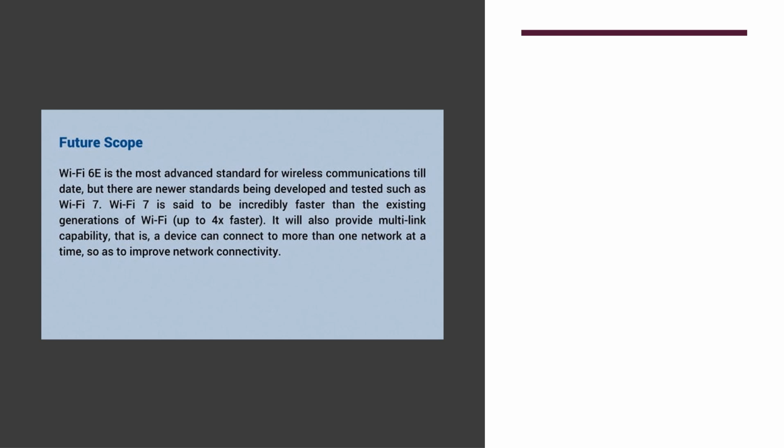Now the future scope. Wi-Fi 6E is the most advanced standard for wireless communication till date. But there are newer standards being developed and tested, such as Wi-Fi 7. Wi-Fi 7 is said to be incredibly faster than the existing generation of Wi-Fi. That means it is 4 times faster than the previous iterations. It will also provide multi-link capability, that is, the device can connect to more than one network at a time so as to improve the network connectivity.